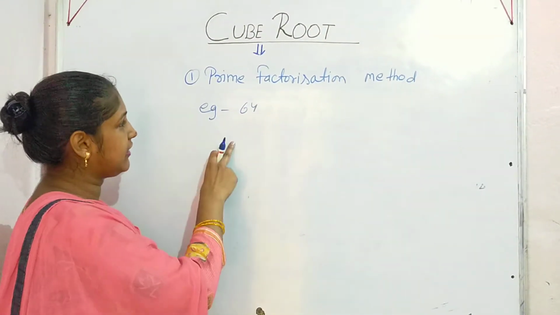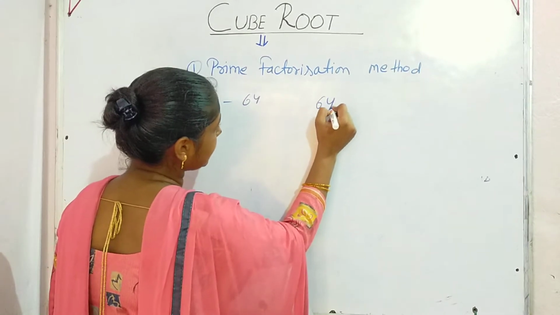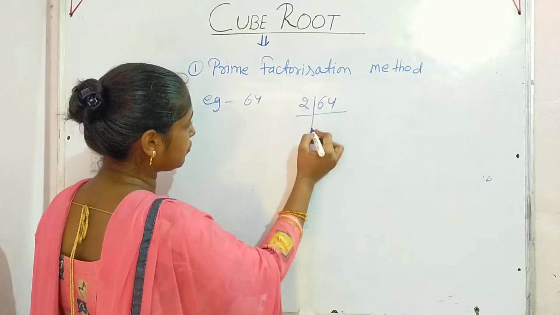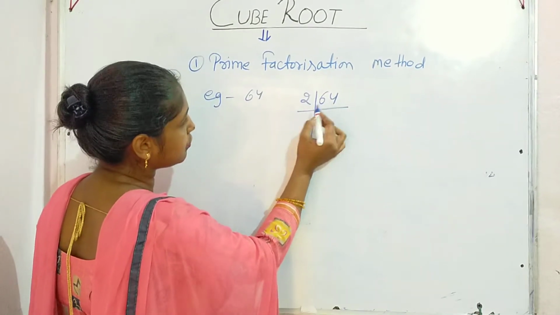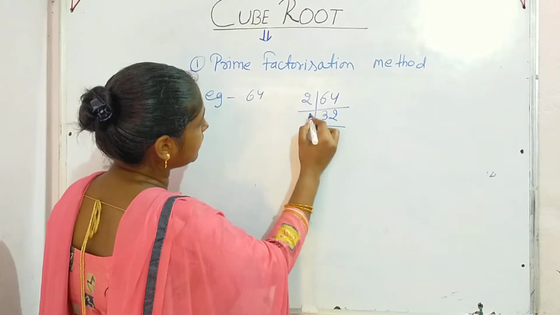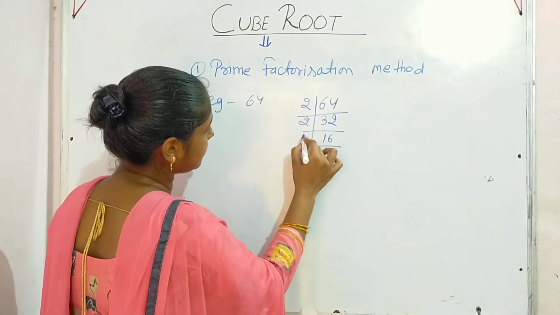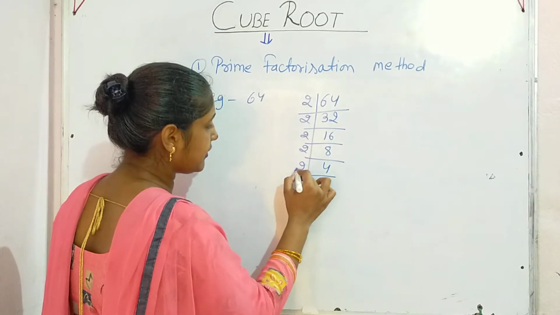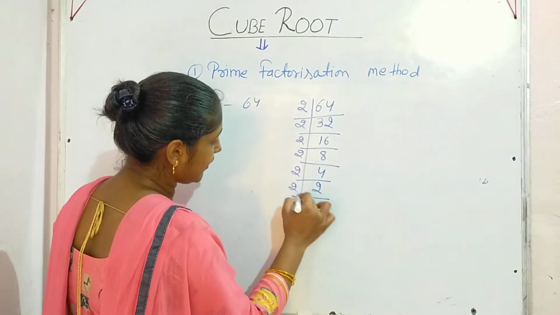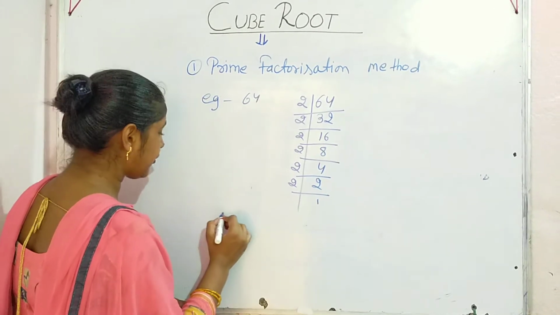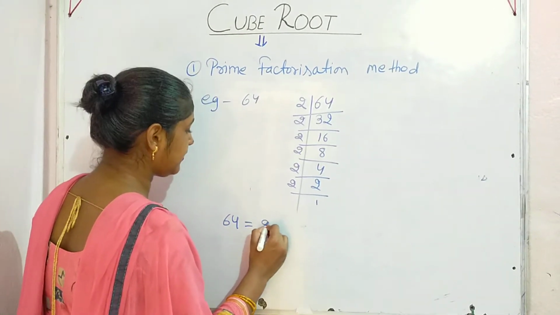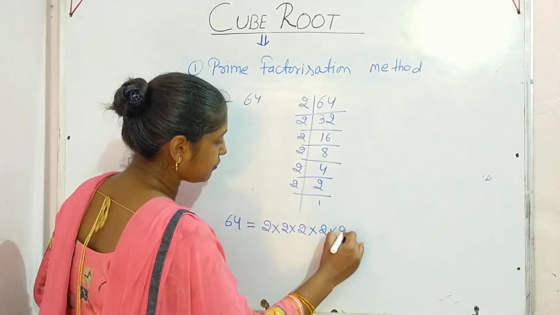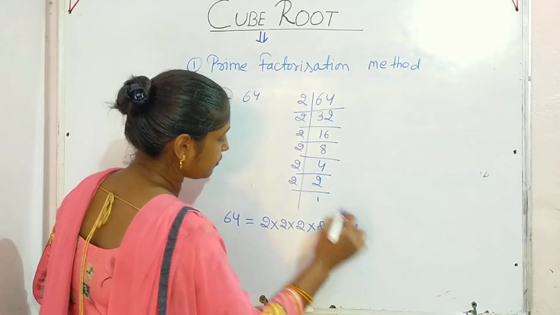First we factorize 64, and obviously we start with the smallest prime number, which is 2. 2 into 32 gives 64, then 2 divides 32, we get 16, then we get 8, 2 divides 8, we get 4, 2 divides 4, we get 2, and 2 divides 2, we get 1. So the prime factorization of 64 can be written as 2 into 2 into 2 into 2 into 2 into 2.